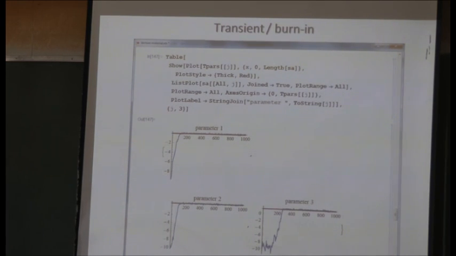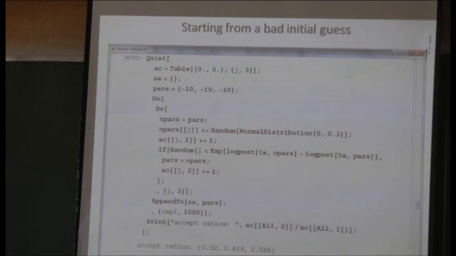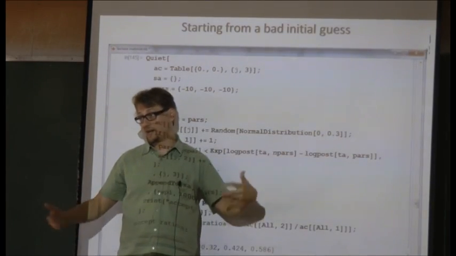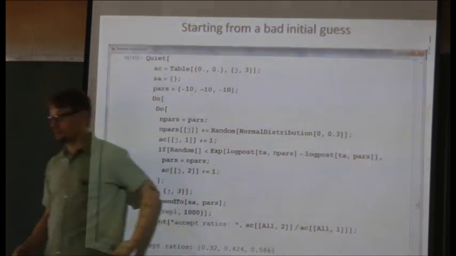Can you go back to the previous one? 0.3. Yeah, here I'm using a good proposal density. Of course, now I manually figured out what's a nice value, but there are adaptive algorithms so that you don't need to figure this out manually.